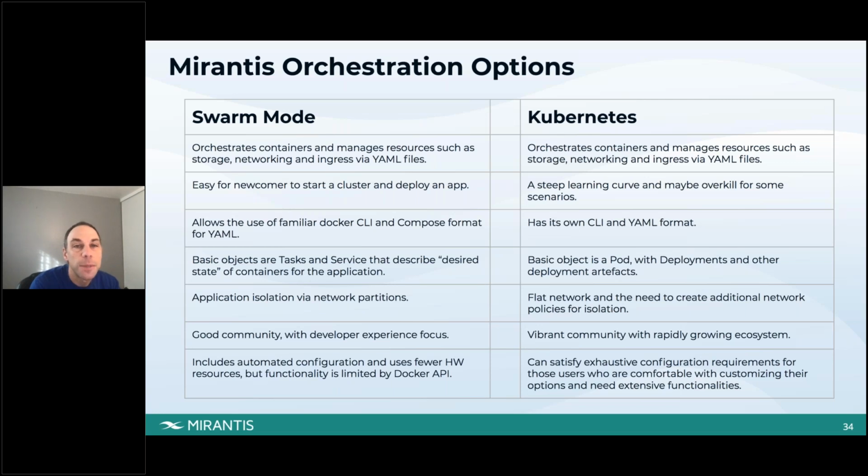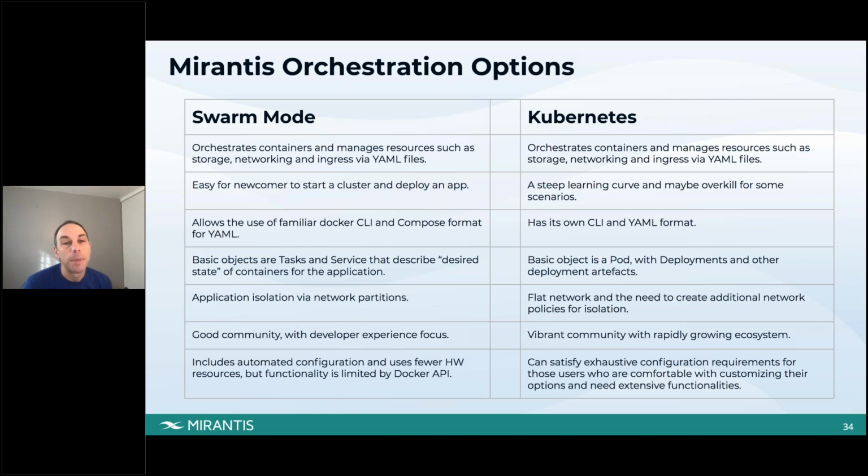So the next piece is the CLI. In the case of Swarm, you're just going to use the same Docker CLI that, if you're coming from the Docker world, you already know and are familiar with. And then the compose format is going to be the same. Whereas Kubernetes has its own YAML format, and its CLI, which is usually kubectl, is going to be its own thing to learn.